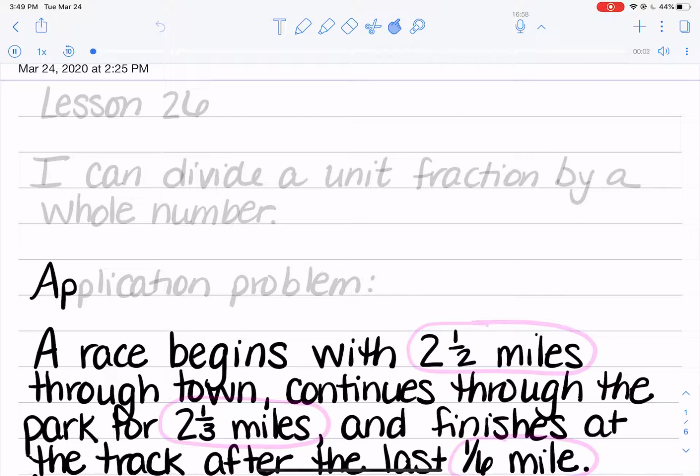Okay, let's give this a try, day 2. So it's lesson 26. And the learning target is I can divide a unit fraction by a whole number.